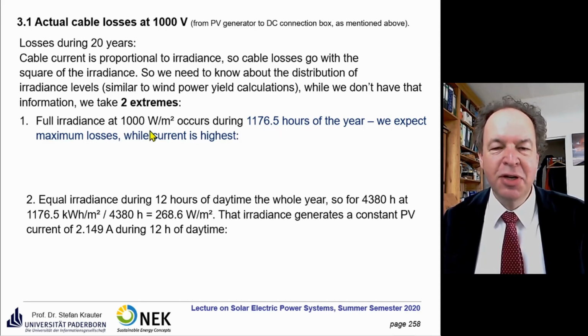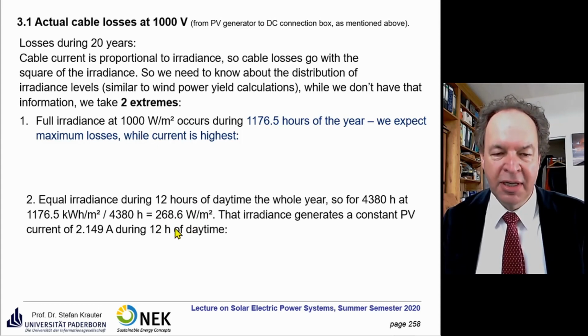That's one extreme case. So that's dark or full irradiance, or the opposite, we have an equal irradiance, not over 24 hours, that would be exaggerated, but during 12 hours. And so you have an average irradiance during that period of time, so about 268.6 watt per square meter, so only a fourth of that irradiance, and accordingly only a fourth of that current. And calculate for both cases then.